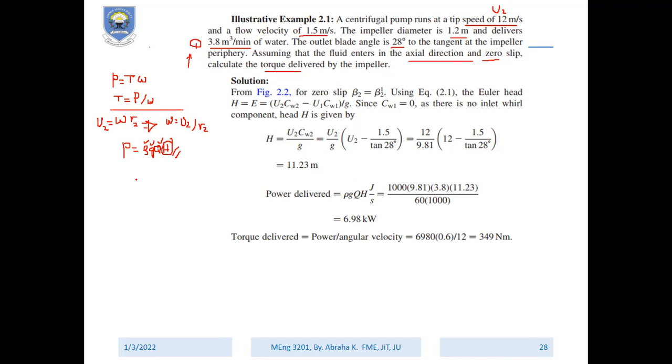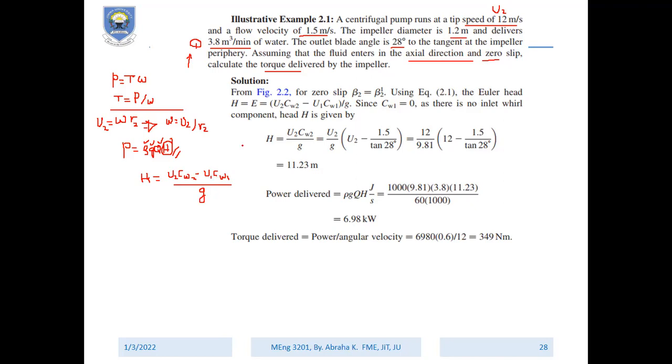Head can be calculated from the specific work as U2 CW2 minus U1 CW1 over G. This is the equation I used to calculate the head.